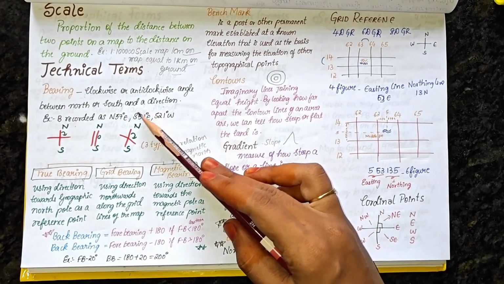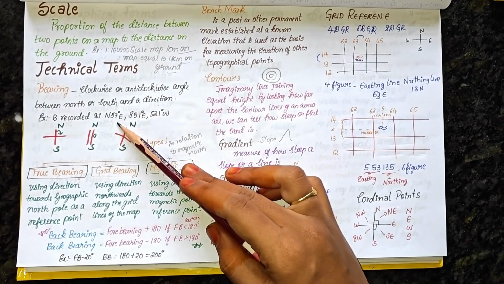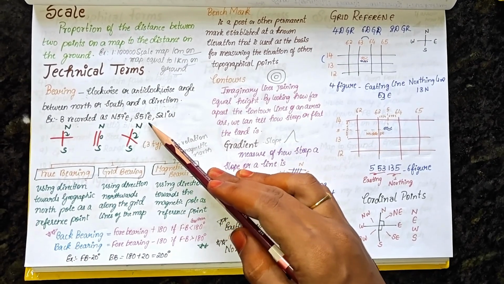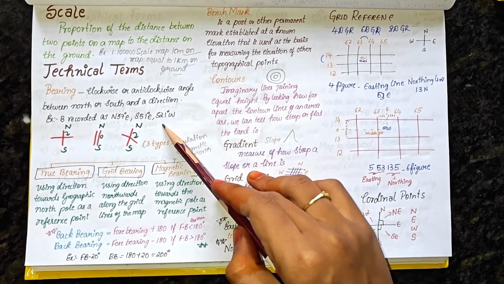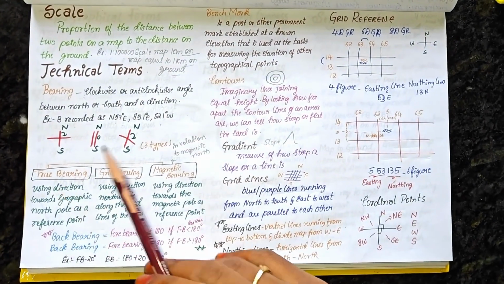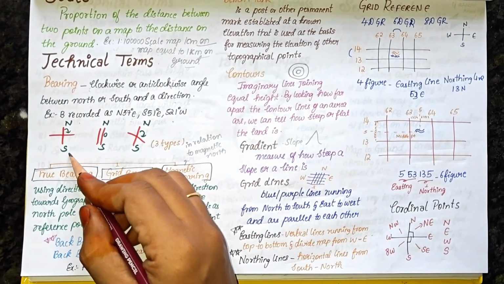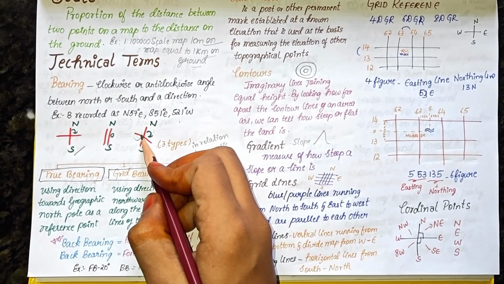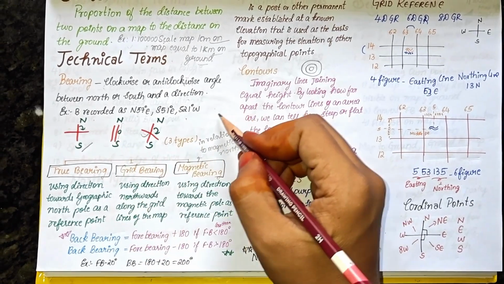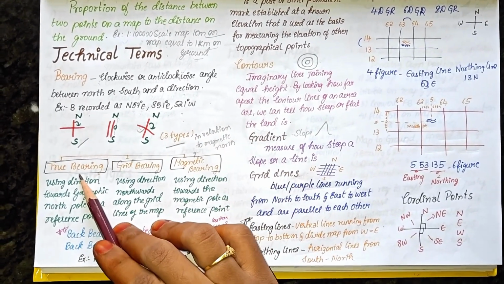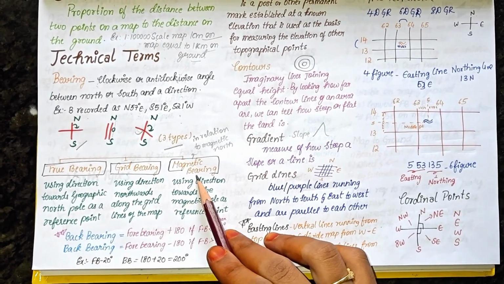The bearing is recorded as north, for example, north 57 degrees east, south 51 degrees east and south 21 degrees west. So here we know the clockwise or anti-clockwise angle. This is 0. This is known as bearing. There are 3 types of bearings: true bearing, grid bearing and magnetic bearing.